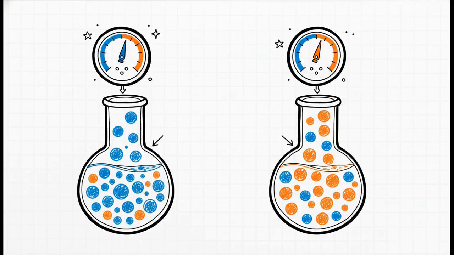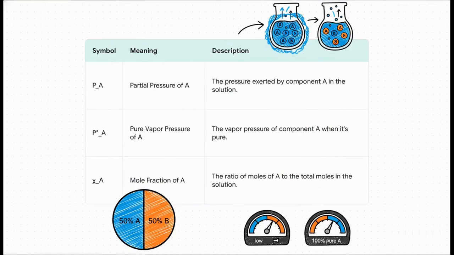It makes perfect sense. And here is the math that makes it all work. It might look a little intimidating, but it's not, I promise. P_A, the partial pressure of our component, equals P°_A, that's just the vapor pressure of that component when it's completely pure, multiplied by χ_A, which is its mole fraction. Now, mole fraction just means what percentage of the molecules in the solution are this component. So if, say, half the molecules in your solution are component A, its mole fraction is 0.5, and its partial pressure will be exactly half of what it would be all by itself.